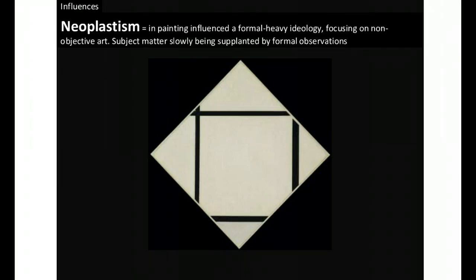It's about the angles of the stretcher bars. It's about the elimination of the idea of color. So it's black and white. It's only right angles. It's only straight lines. This is going to have a big impact on American art.